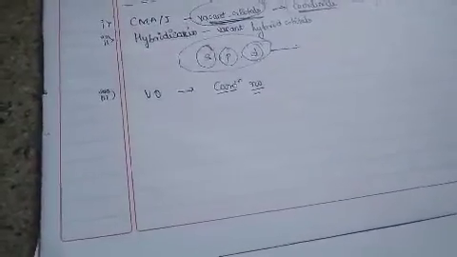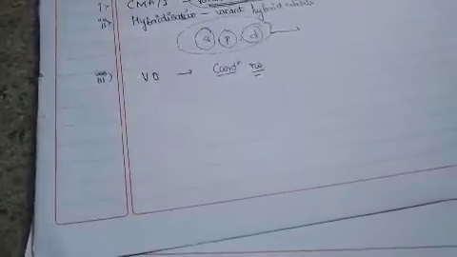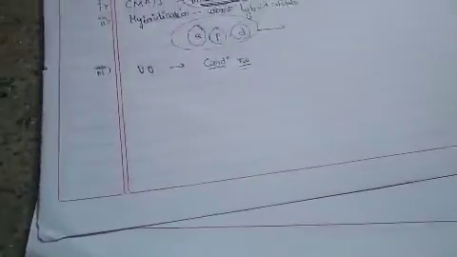The next important question is what would be the number of vacant orbitals provided. We also explained that the number of vacant orbitals provided will be equal to its coordination number. That is, the number of ligands coming and attaching to your central metal atom or ion, that many vacant orbitals will be provided.